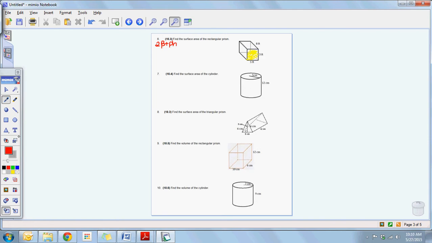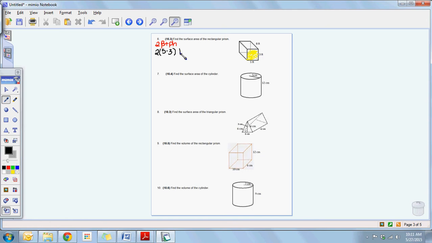Okay, so let's plug in our information. I'm going to always start with this 2, my base area. So how do you find the area of this shape? Well, it's a rectangle, so that means in order to find the area of a rectangle, it's base times height. So the base of my base is 5, and the height of my base is 3. So I'm going to do 5 times 3.